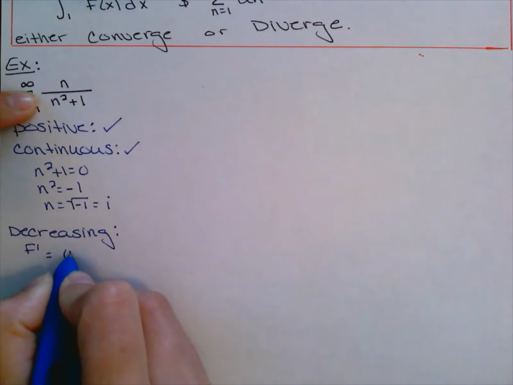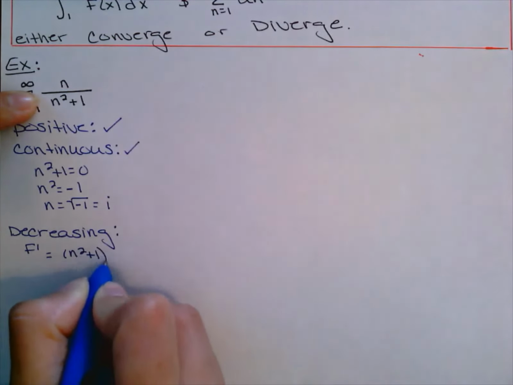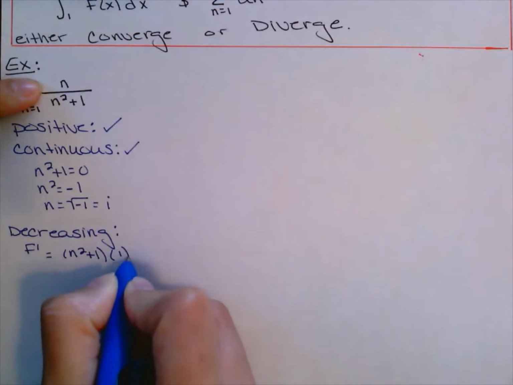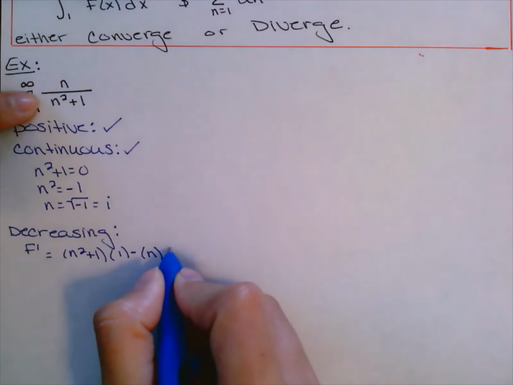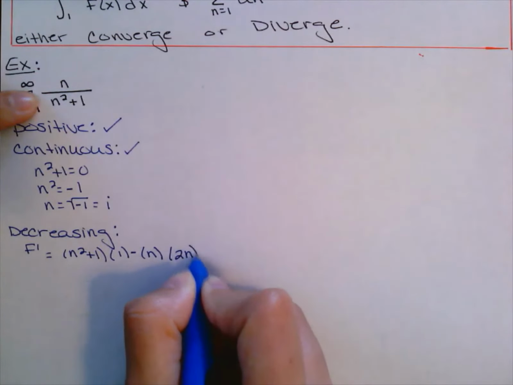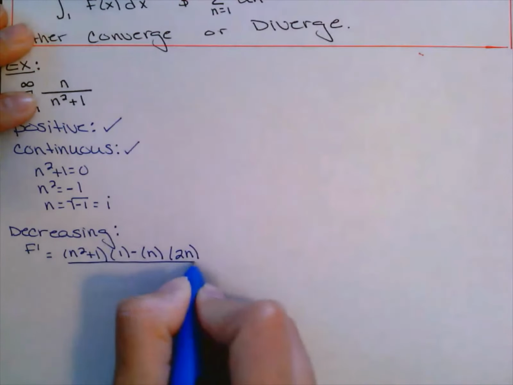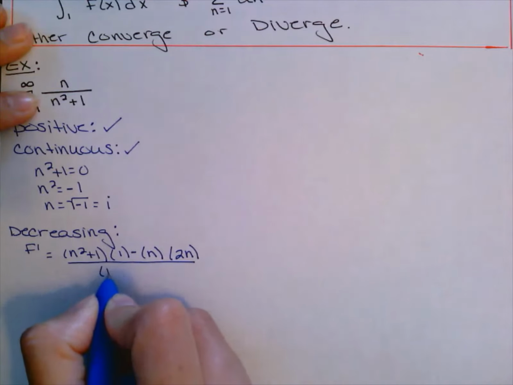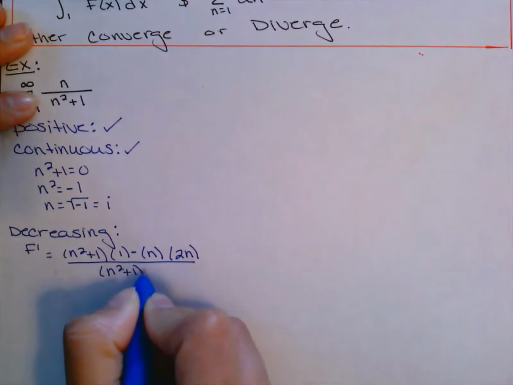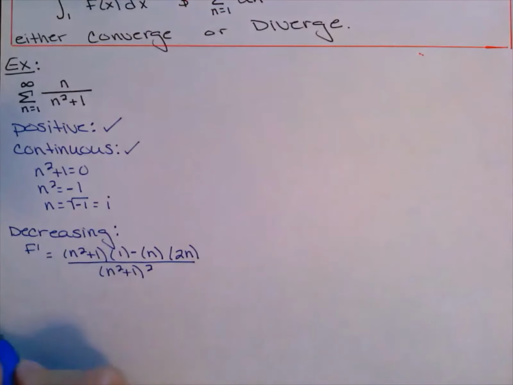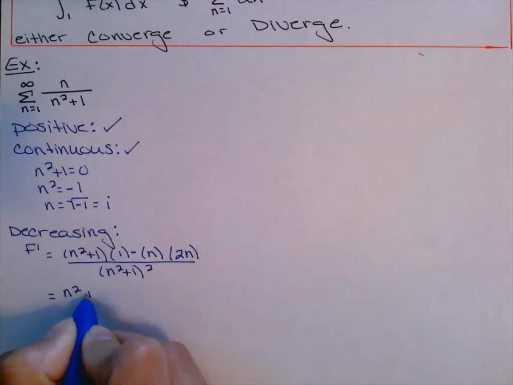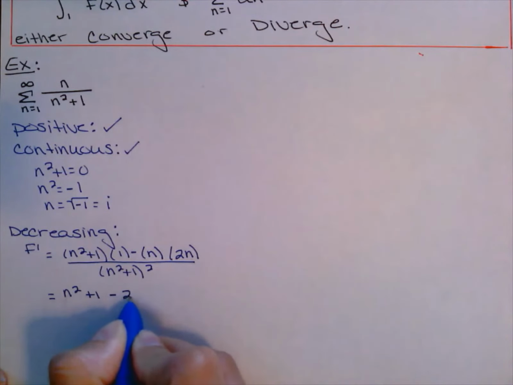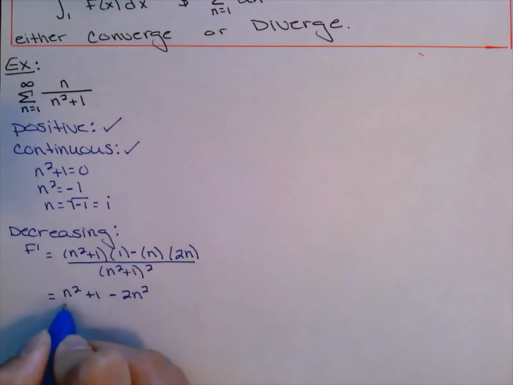low d high minus high d low over low squared. All right, so I'm going to clean that up a little bit, and I'm going to have n squared plus 1 minus 2n squared.